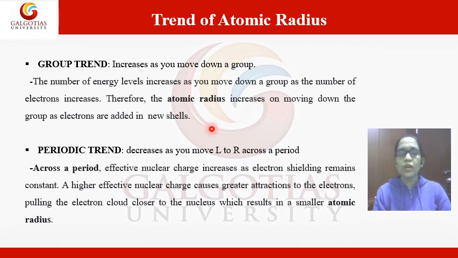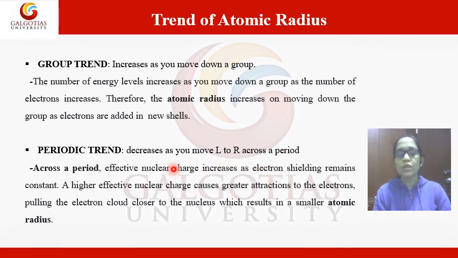Now what is the trend in a period? When we are going in a period, the atomic radius decreases as we move from left to right across a period. What happens in a period? The atomic number increases, so the number of protons increases. As the number of protons increases, the effective nuclear charge increases, because here in a period no new shells are added, so the electrons are added in the same shell.